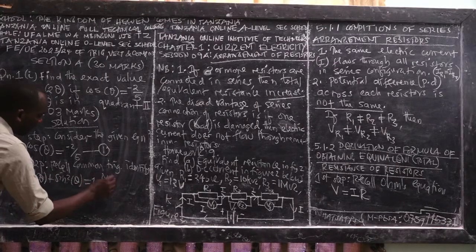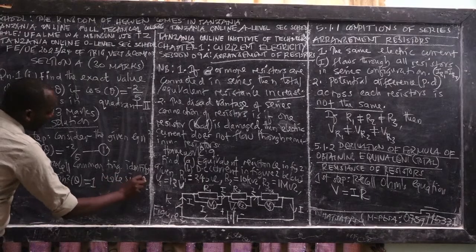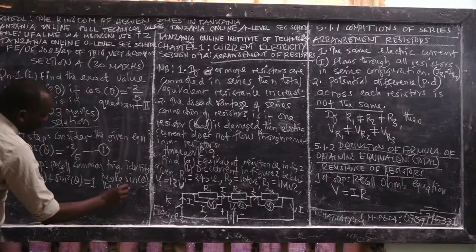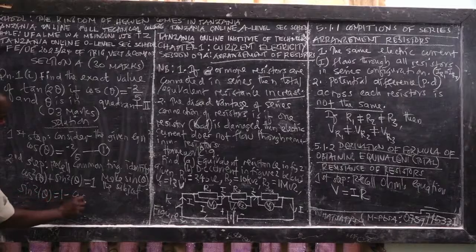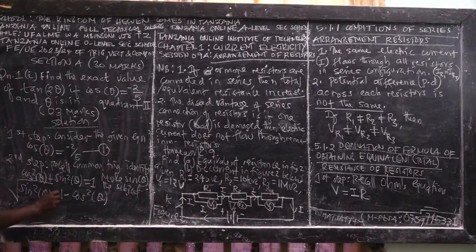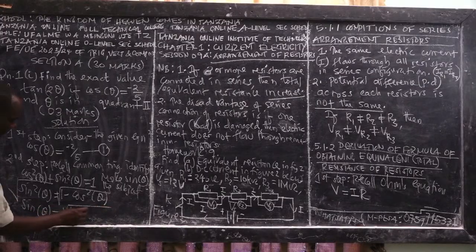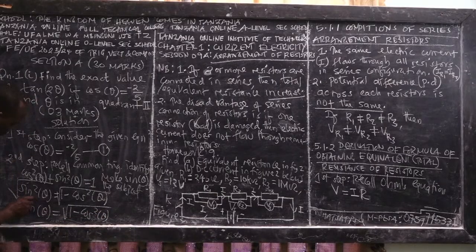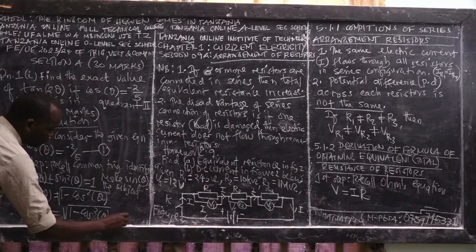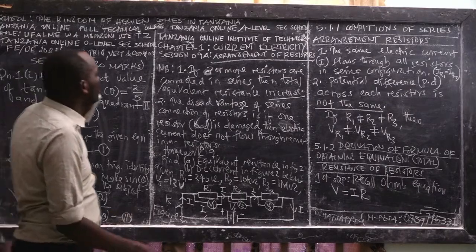Make sine theta the subject. This is for your reference. We say sine square theta is equal to 1 minus cos square theta. Then find the square root of the left hand side and also of the right hand side. Then we have sine of angle theta is equal to the square root of 1 minus cosine square theta. And this one becomes equation 2.